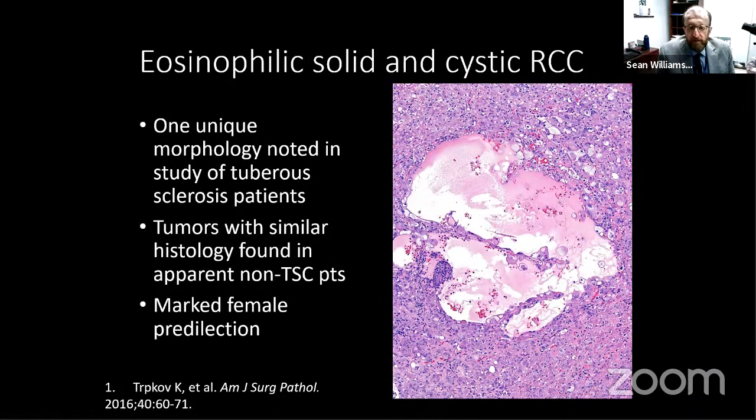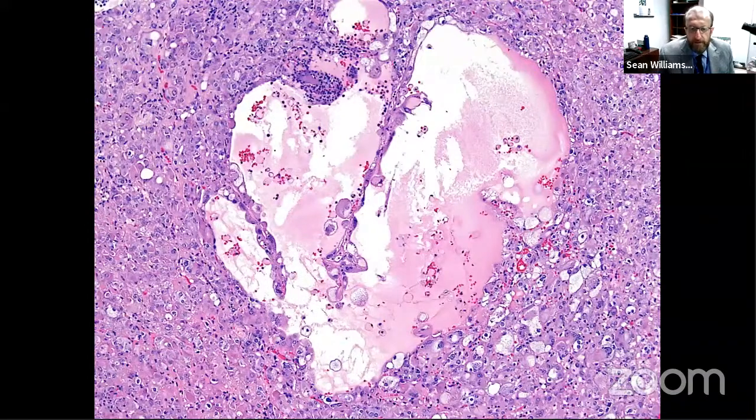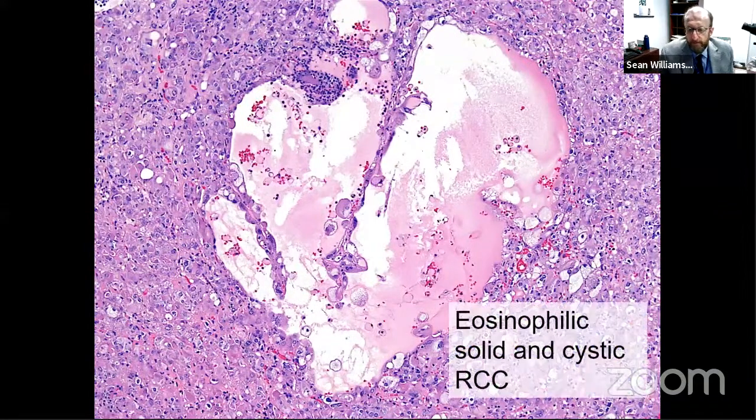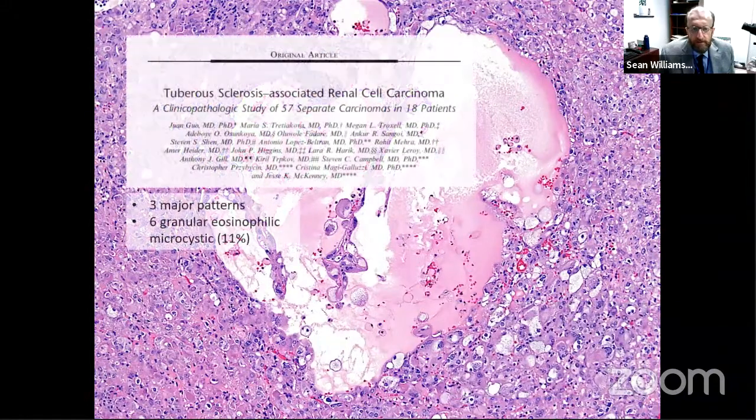Another emerging entity that I think is now recognizable as a distinct subtype of renal cancer is so-called eosinophilic solid and cystic renal cell carcinoma. This unique morphology was initially noted in studies of tuberous sclerosis patients. However, subsequent to that, it was found that this similar histology can occur in non-tuberous sclerosis patients. And in particular, it seems to have a strong female predilection. So here's the histology of one of these tumors. You have solid eosinophilic cells, and then cystic areas with hobnail-shaped eosinophilic cells that are similar to those in the solid areas lining the cystic spaces. And so the name for this was proposed as eosinophilic solid and cystic renal cell carcinoma.